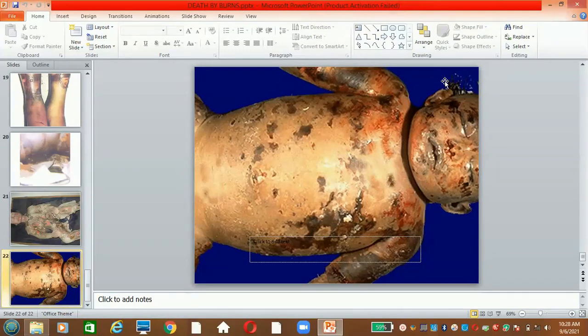Children are more susceptible to burns. These are dry thermal burns. Well, we stop here.